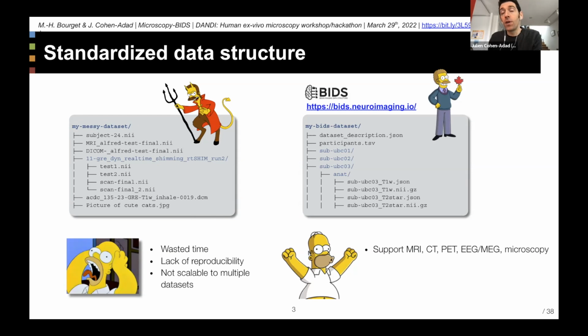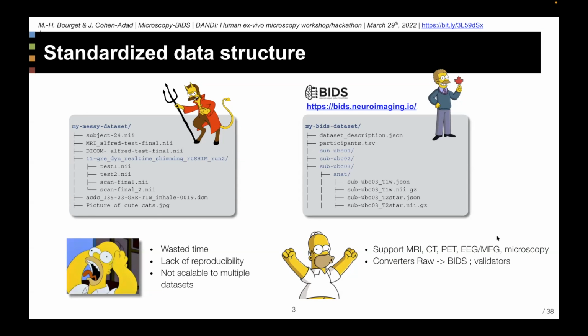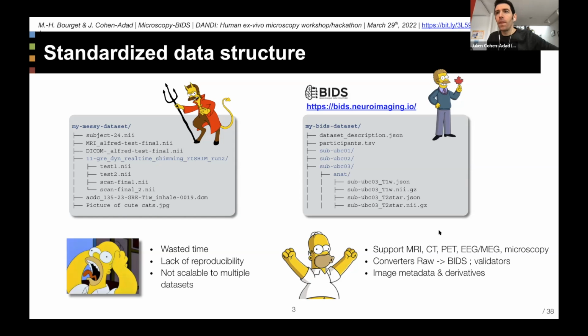It aims at covering a lot of different imaging modalities, including MRI, computed tomography, positron emission tomography, EEG, MEG, and now microscopy. What's nice with BIDS is that it has some converters to get from the raw data, which are DICOM data in the MRI world, to the BIDS format. There are also a couple of metadata, and so we're going to speak about that for the microscopy specification.